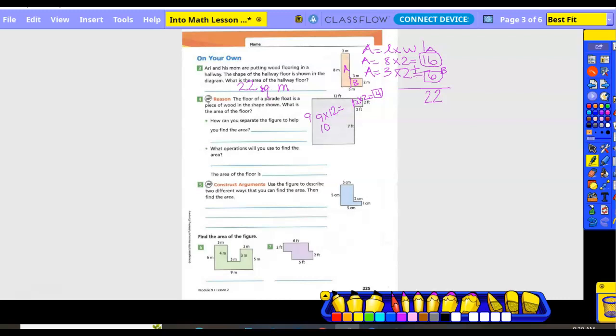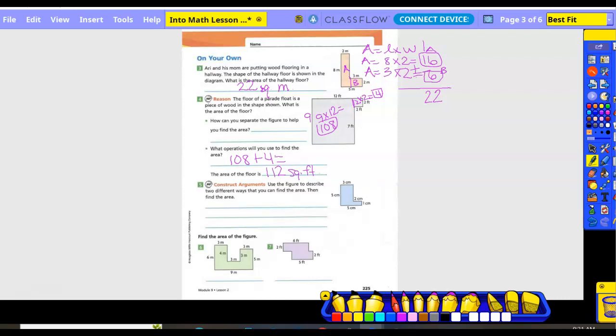108. So now what are we going to do, guys? Do I need to add or subtract? Add, in this case, because we didn't add it on a section. Plus 4 equals what? 112. And then what's our label? Square feet. Okay, number 5, it says use the figure to describe 2 different ways that you can find the area, then find the area.